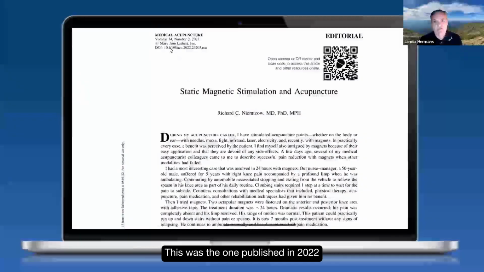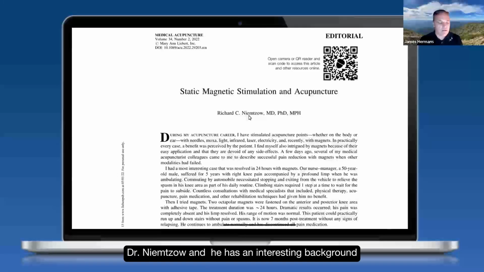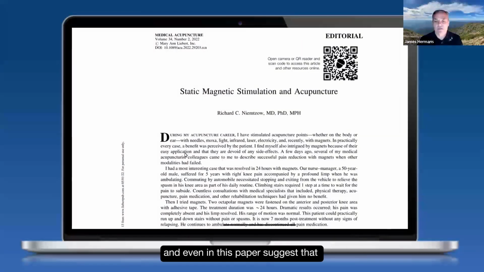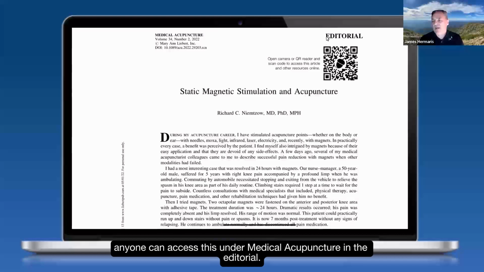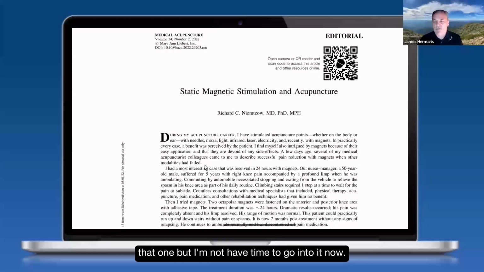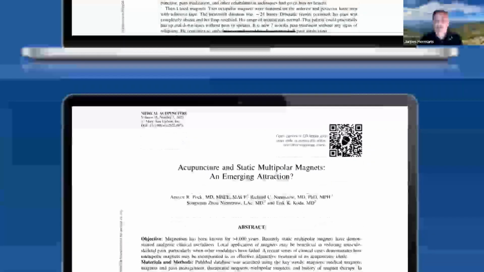So this was the one published in 2022 in Medical Acupuncture by Dr. Nimzau. Now, here's an interesting background. Dr. Nimzau's PhD was in cellular potentials, and even in this paper he suggests that the static magnetic field may modulate the resting membrane potential of even non-excitable cells. And this is free, anyone can access this under Medical Acupuncture in the editorial. And that's quite an amazing case study, but I don't have time to go into it now.